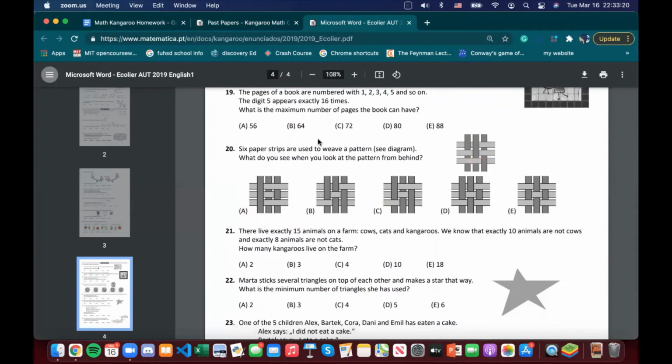Okay. So problem 19. The pages of a book are numbered with 1, 2, 3, 4, and 5, and so on. The digit 5 appears exactly 16 times. What is the maximum number of pages the book can have? Okay. This one's a little harder. So let's try to write it out. The number 5 appears 16 times.